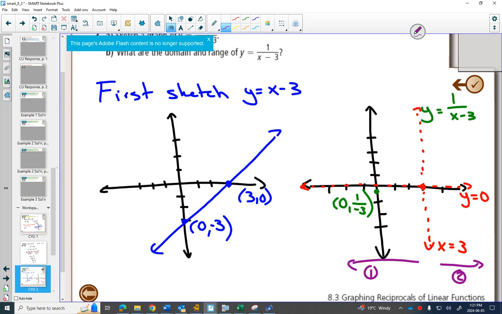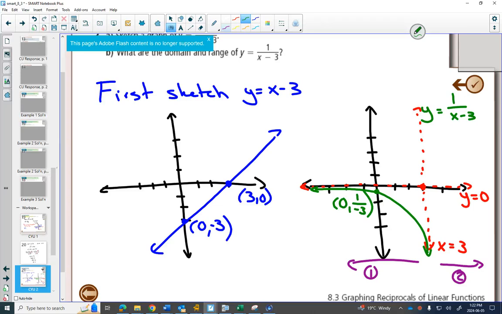So technically, having this y-intercept is enough to draw your graph in this section. It's got to go towards the asymptote there. It has to go down towards the asymptote there. It can't go up towards the asymptote because reciprocal graphs have no x-intercepts.